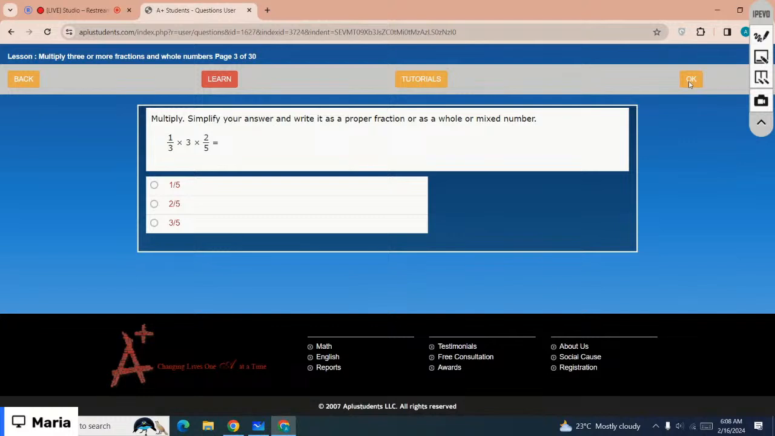Grade 6 math it is. The chapter name is Multiply Fractions. Grade 6 it is. Let me just go back. Okay, for this one that is 2 over 5, right? Let me just show you.